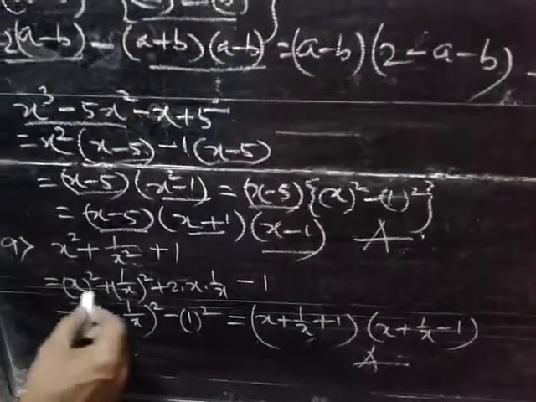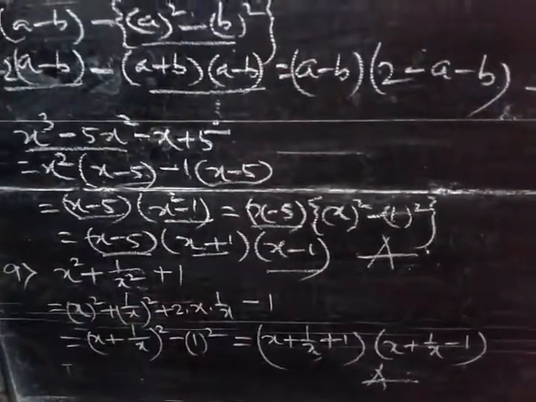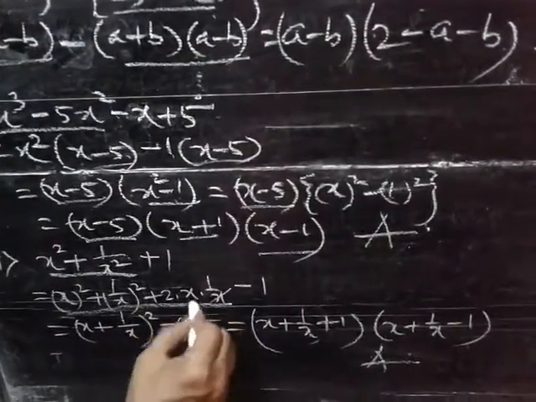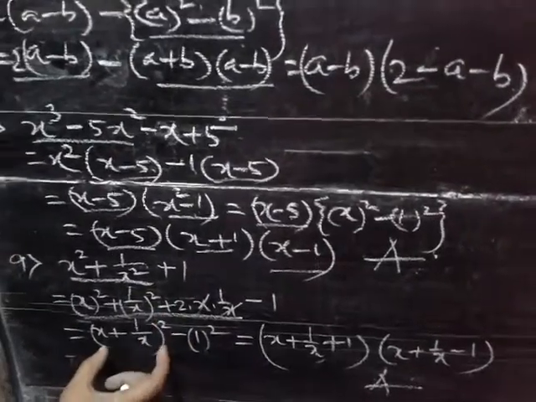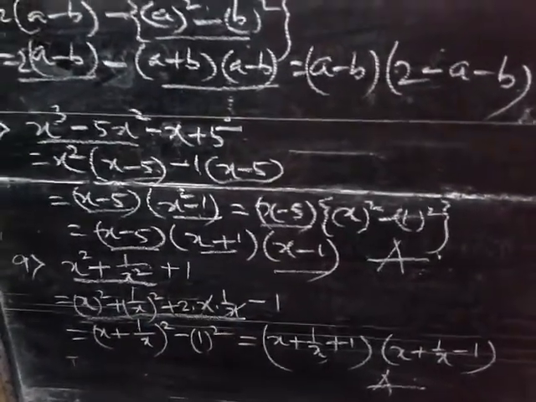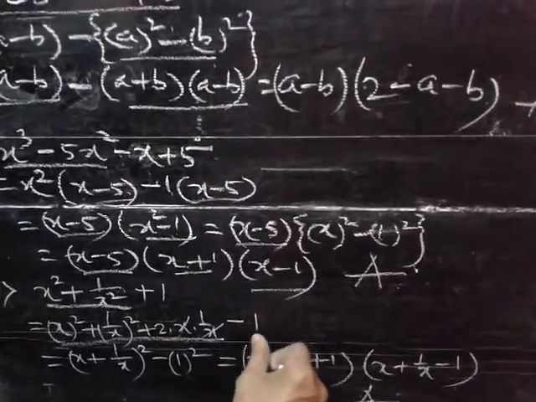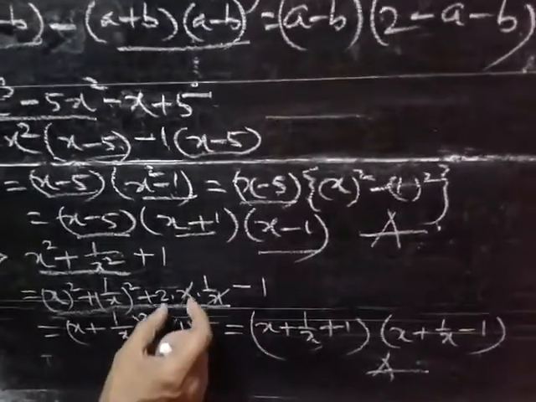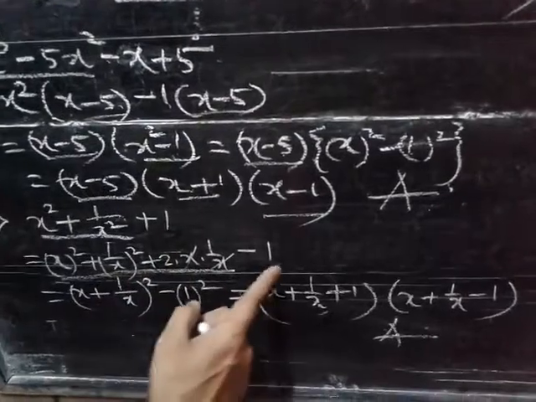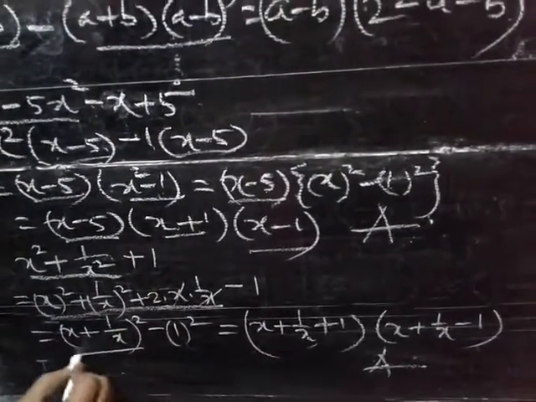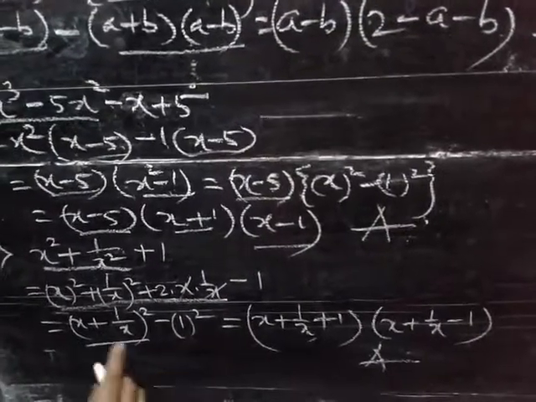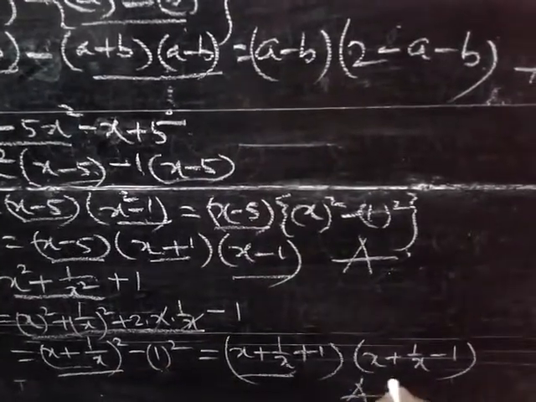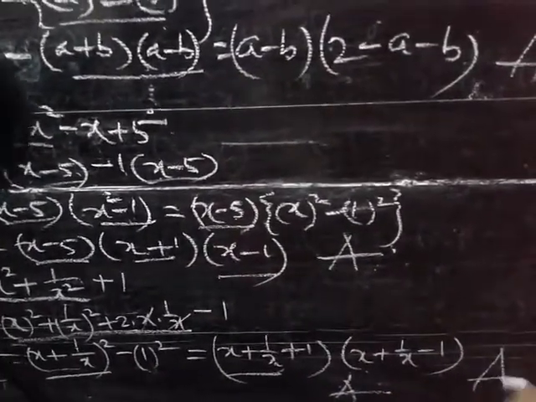Next one is also interesting: x square plus 1 by x square plus 1. Make this part a whole square. Plus 2 is required to make it a whole square, but here only 1 is there. So we deduct, adding 2 minus 1, which is plus 1. We can write it like this: x plus 1 by x whole square minus 1 square. So it is a square minus b square, giving x plus 1 by x plus 1 into x plus 1 by x minus 1, and this is your answer.